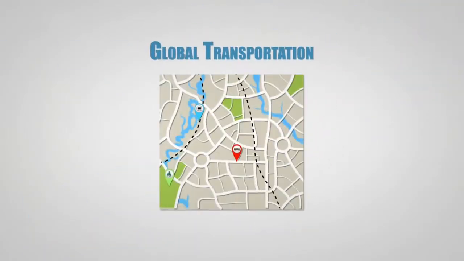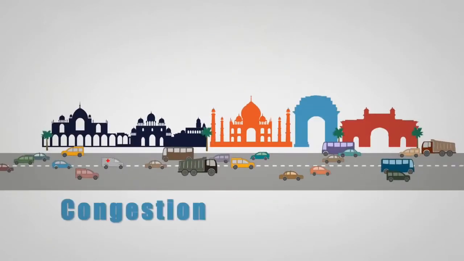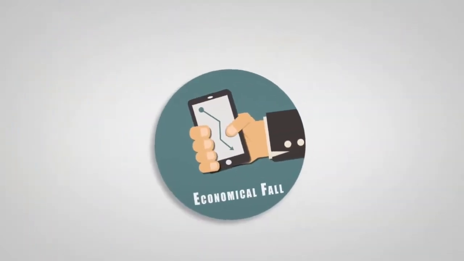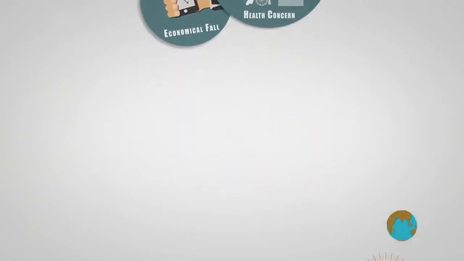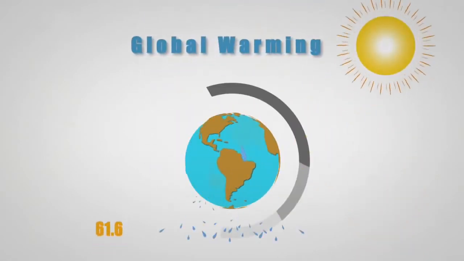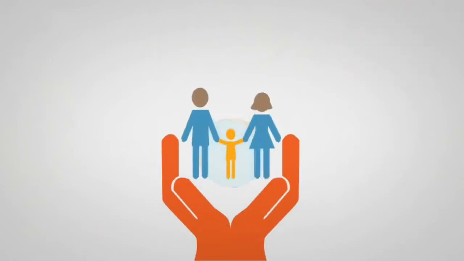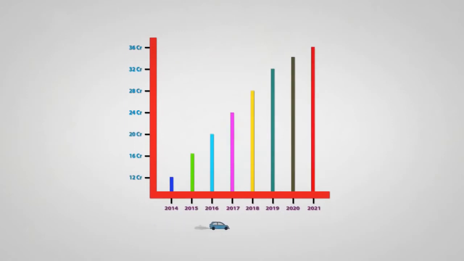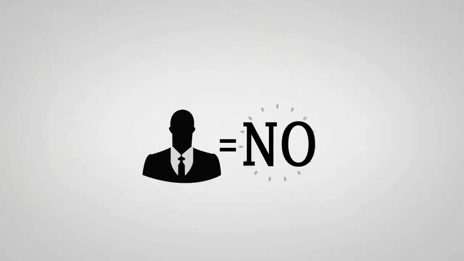Have you ever imagined the global transportation system 10 years from now? Full of congestion, accidents, pollution, leading to slowdown of economic growth, health concerns, global warming at its peak, and disturbed family and social life. In 2021, the Indian roads will be crowded by three times the vehicles. Can mankind survive this situation? The answer is a big no.